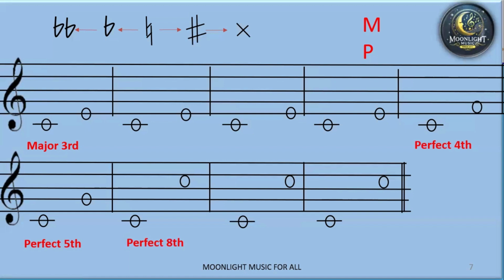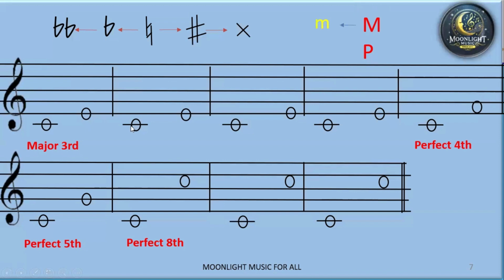Now what if we move a step up or down from the original way? Now this is the original way. Now we are moving a step up or down. Let's see. First we are going to lower a major interval by one semitone. We'll see what will happen. Oh, it becomes a minor.